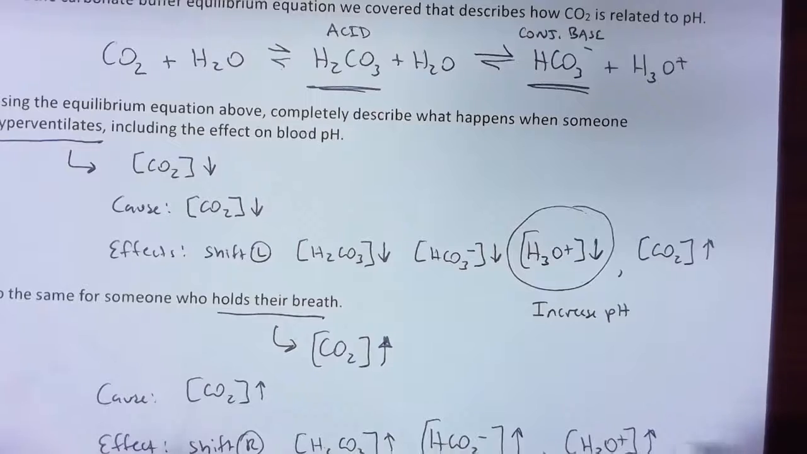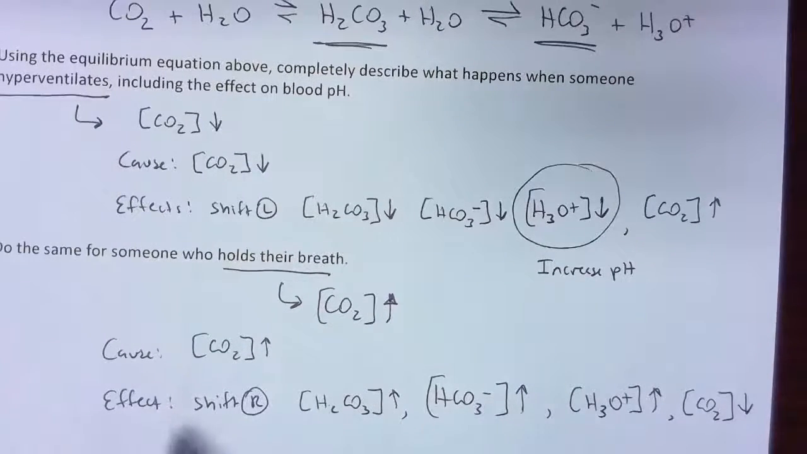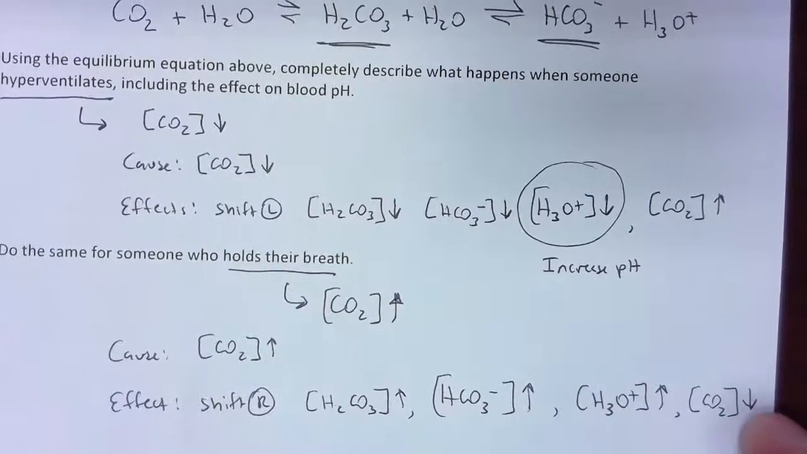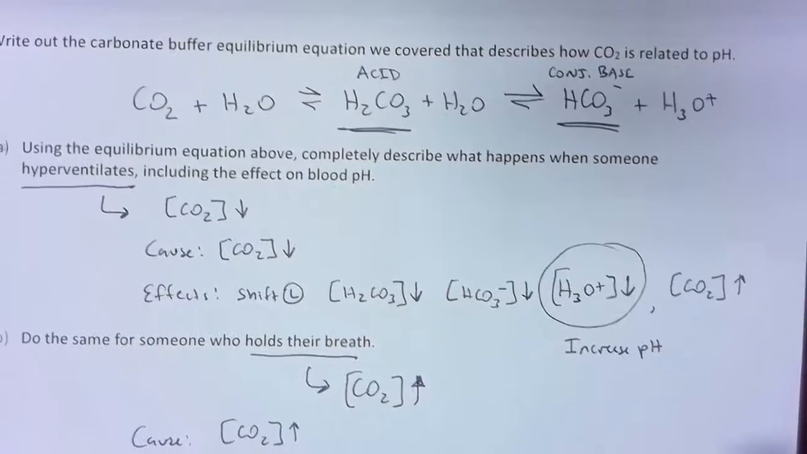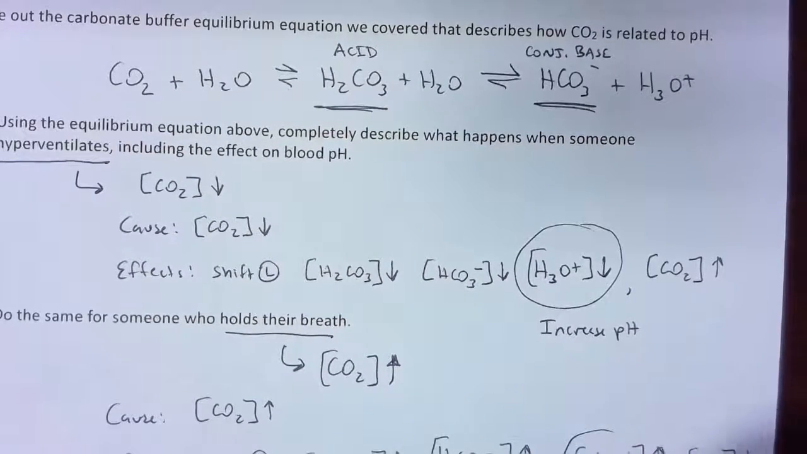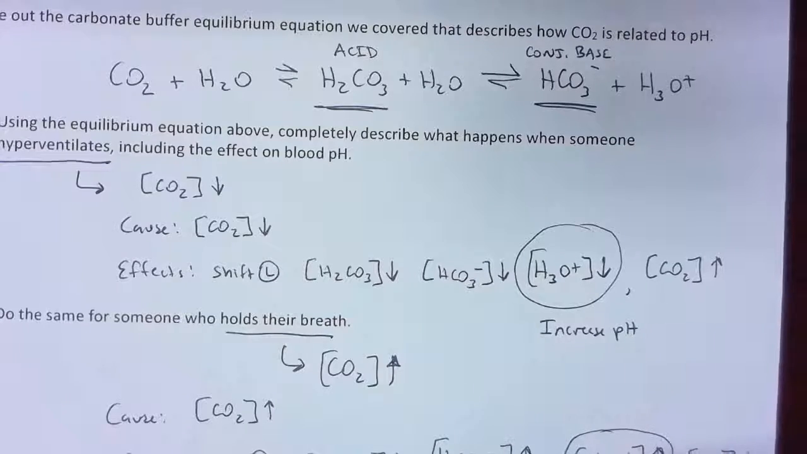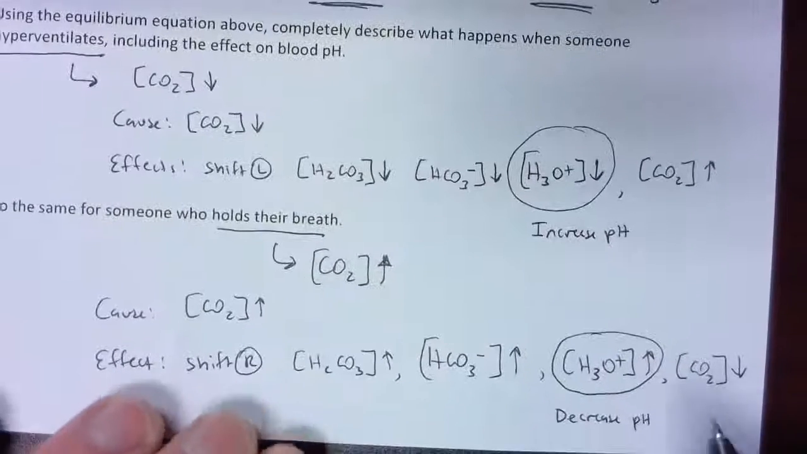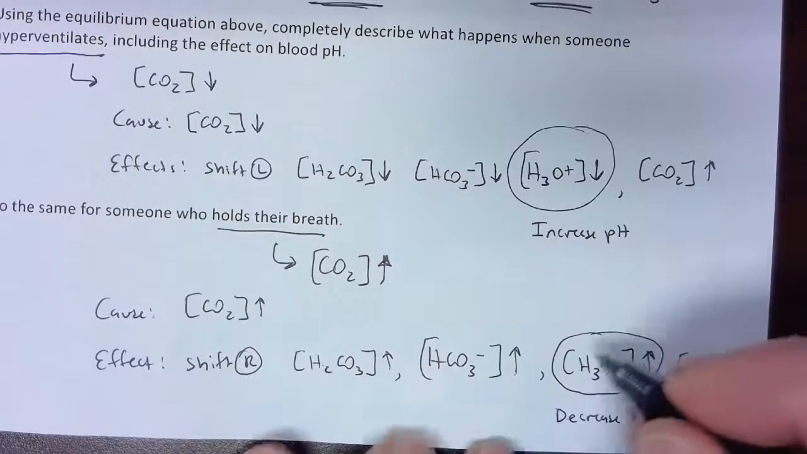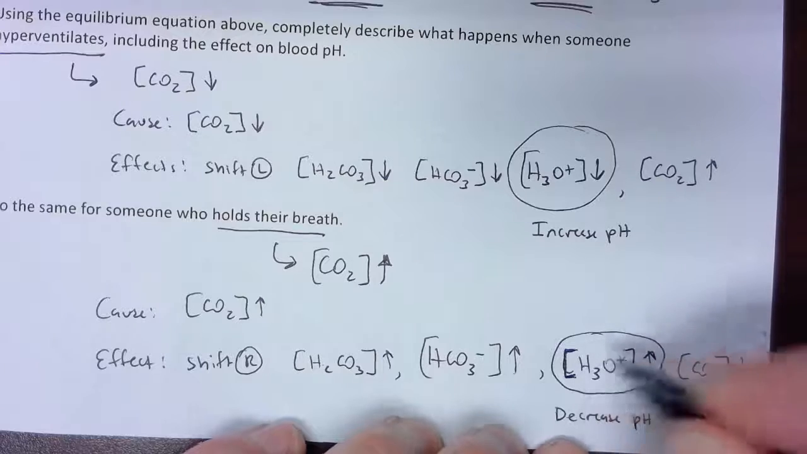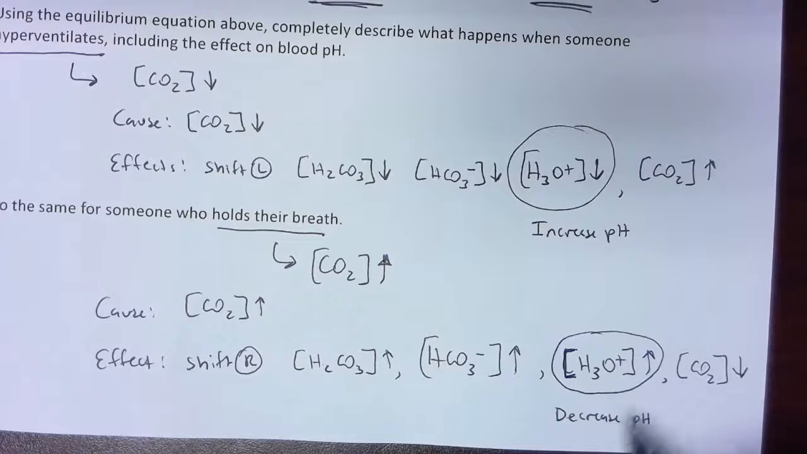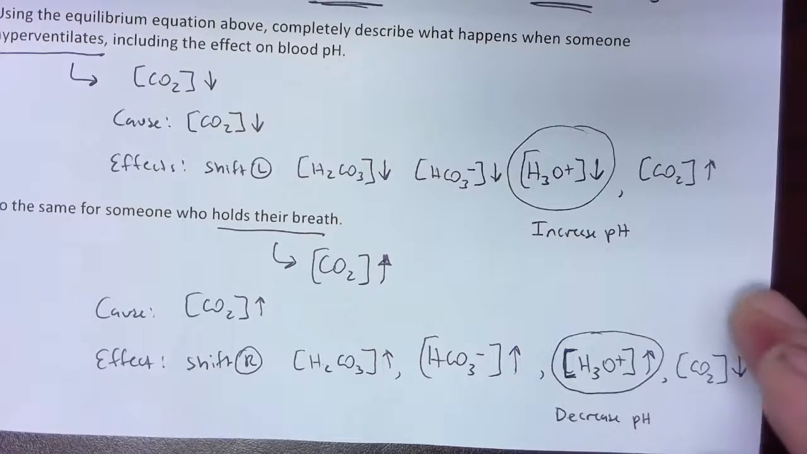Okay, and finally the CO2 concentration will go down as a result of how the reaction compensates for the disruption. This one here is going to cause a decrease in pH. H3O+ goes up. That's not a C there, that's a bracket. H3O+ goes up. That's going to cause a decrease in pH. All right, I hope that was helpful.